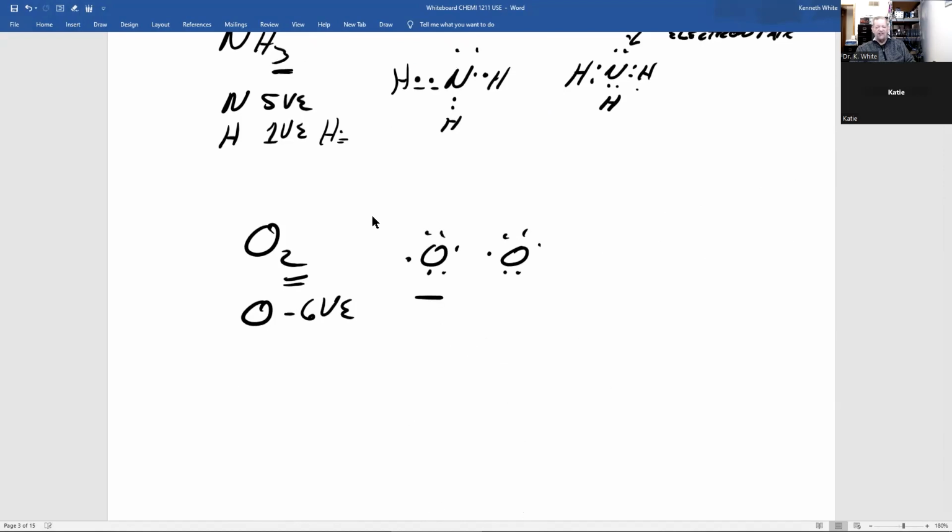And this oxygen looks at this one and says, I have 2 unpaired electrons, you have 2 unpaired electrons, let's share. And they do. And the non-bonding electrons, or non-bonded electrons, are still there.